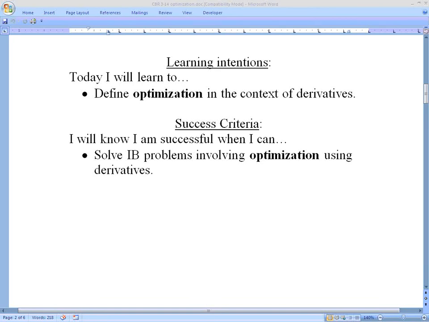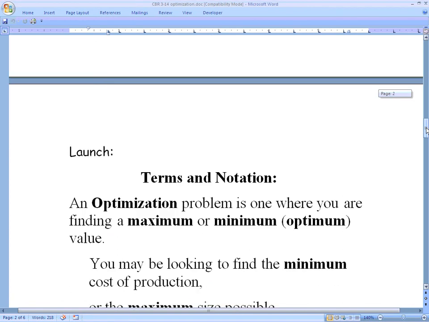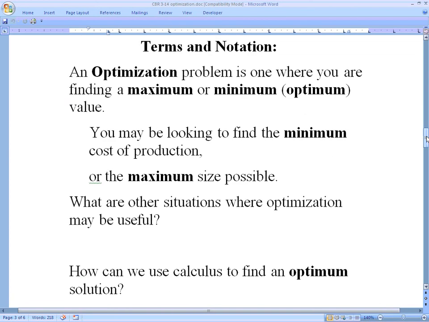We are continuing our discussions on applications of derivatives. Specifically, we're going to deal with some real-world applications, or slightly more real-world applications, of our derivatives, talking about something called optimization. Optimization is the idea of finding a maximum or minimum, also known as an optimum value.